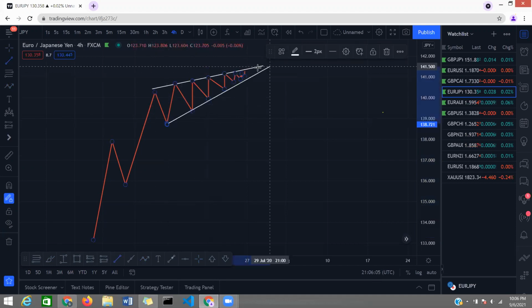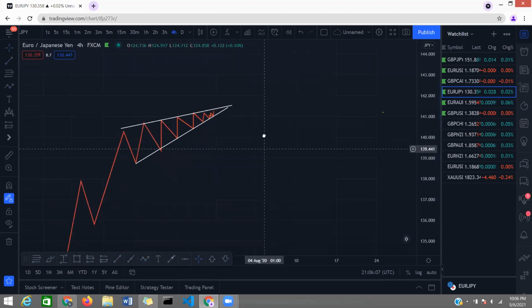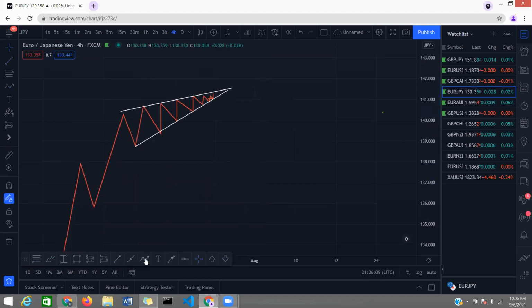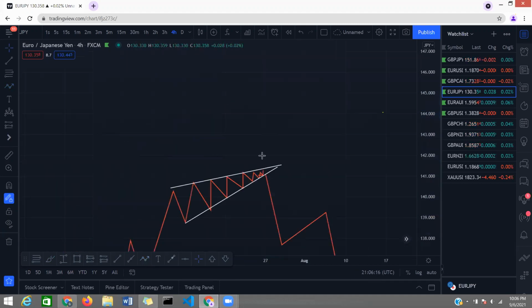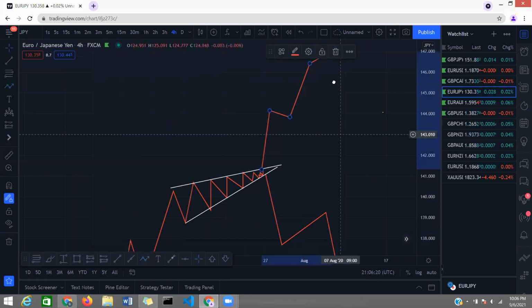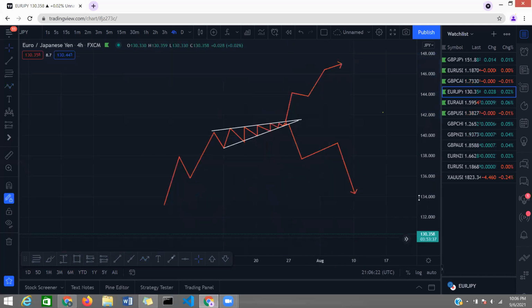This is an example of a wedge. This is how it looks. And then there are two things bound to happen. Either it falls from this level, which now makes it a reversal pattern, or it breaks above this level, which makes it a continuation pattern. So we are going to look at both of these.